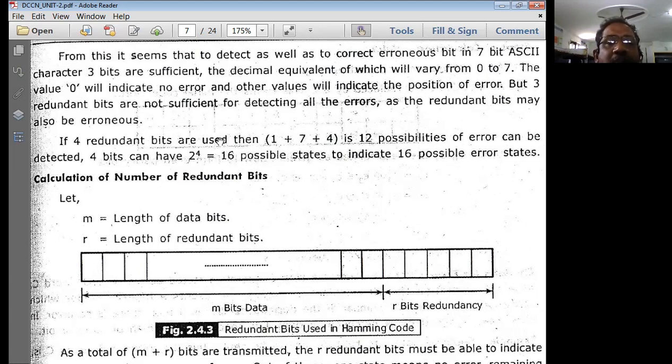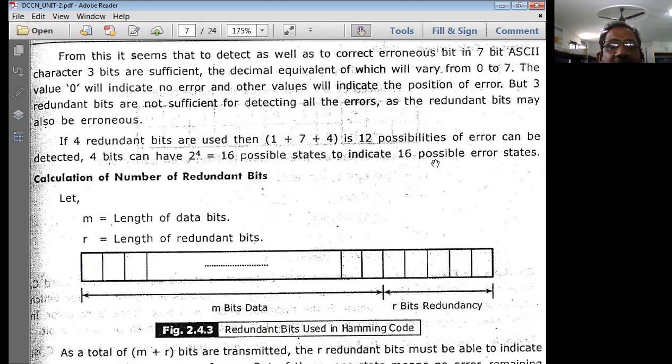If 4 redundant bits are used, then what is the formula I can write now? m plus r plus 1. This 1 is for no error. So totally how many combinations am I getting? 12 possible combinations. 12 possibilities of errors can be detected in this case.